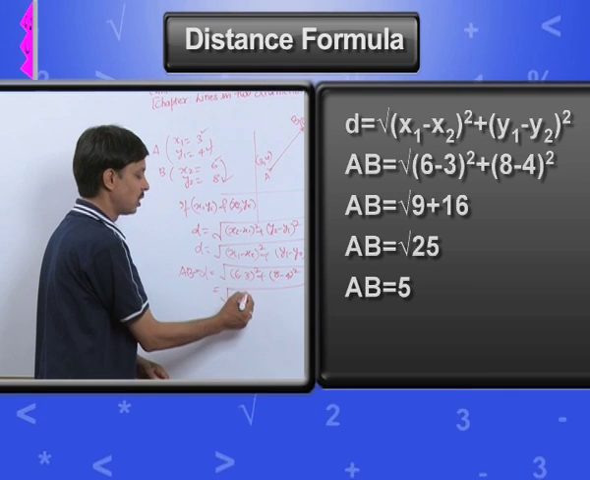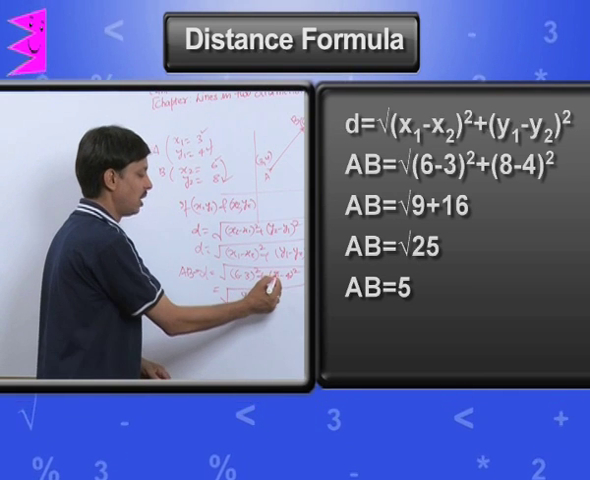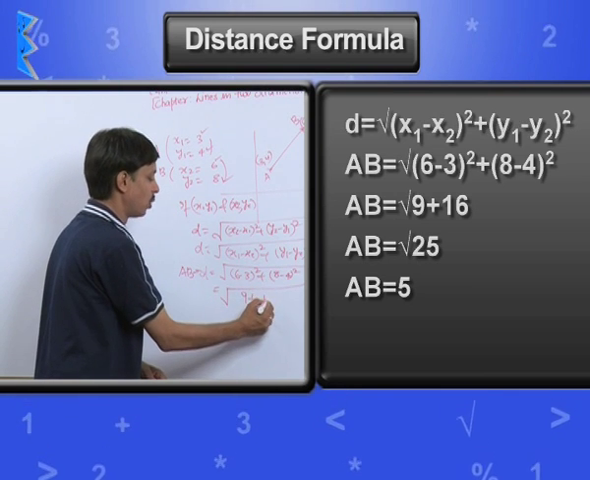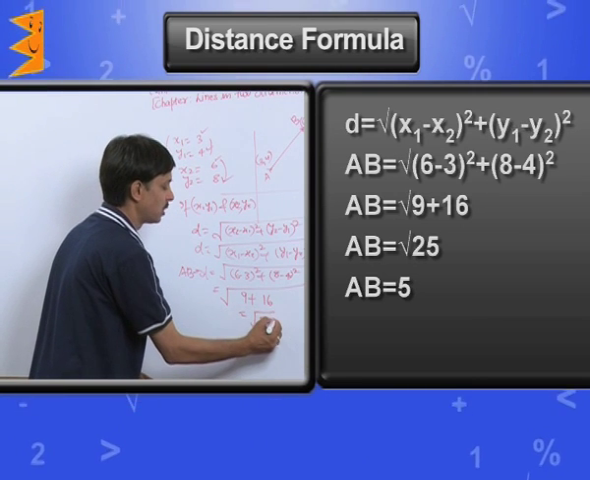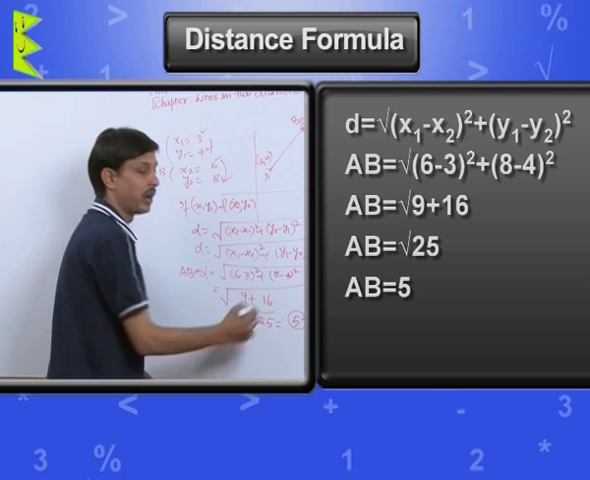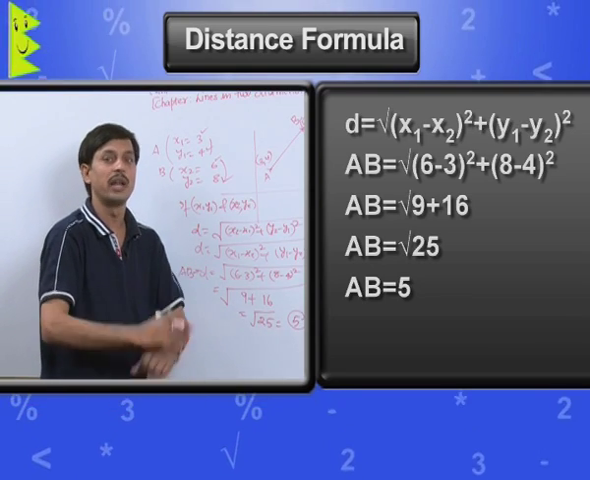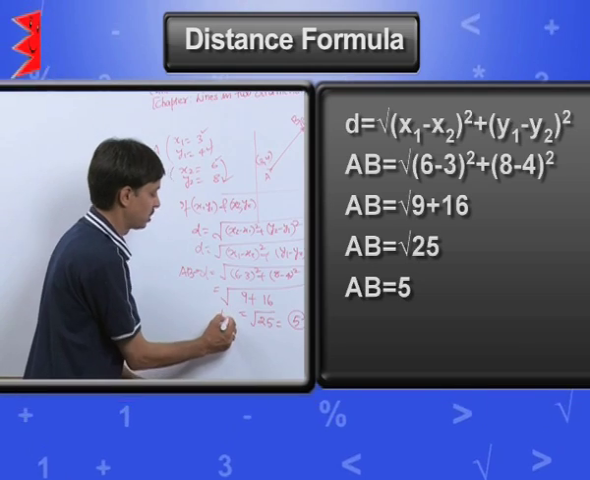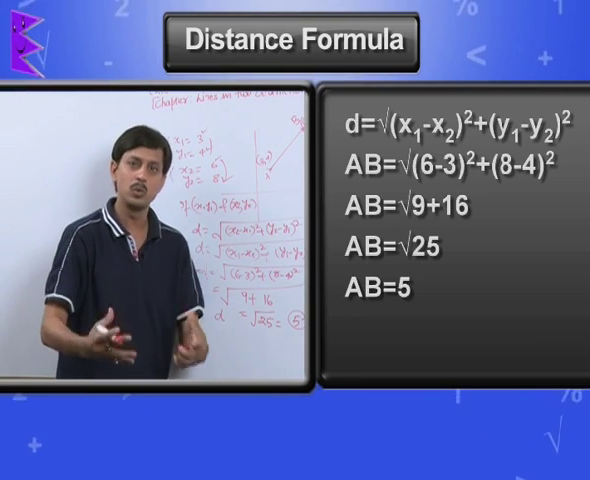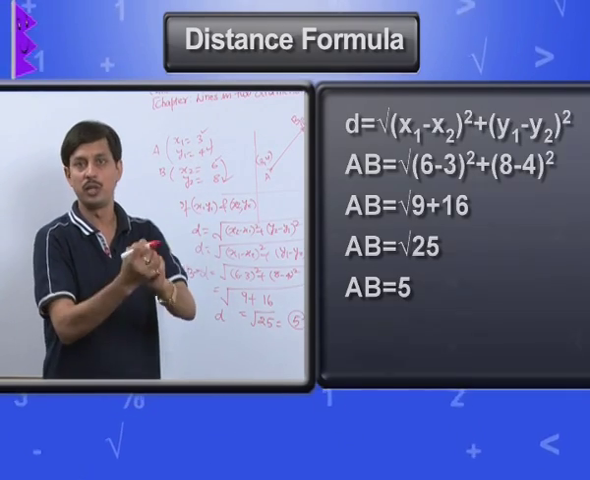6 minus 3 is 3, its whole square is 9. 8 minus 4 is 4, its whole square is 16. 16 plus 9 is 25 and its square root is taken as 5. Only plus 5, not negative 5. Why? Because we are calculating the distance, and distance is always considered positive.